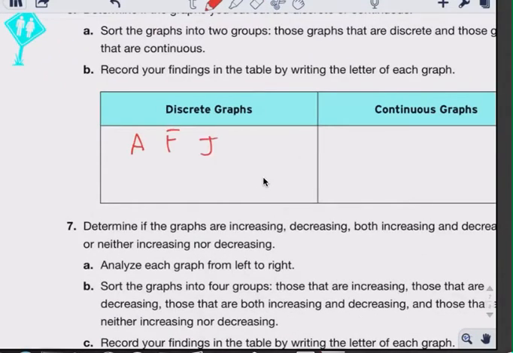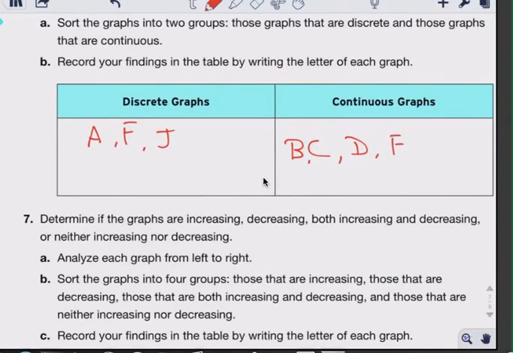AFJ. Continuous is BC, right? D, what else? E, what else? G, H, I, K, and L.